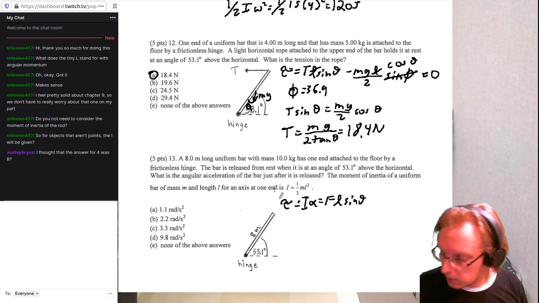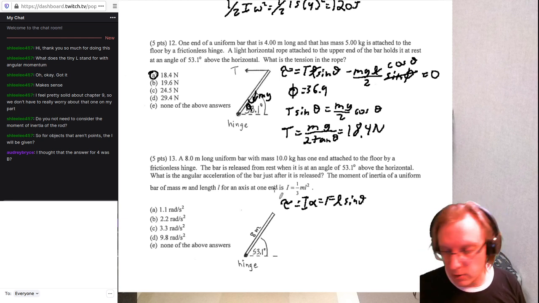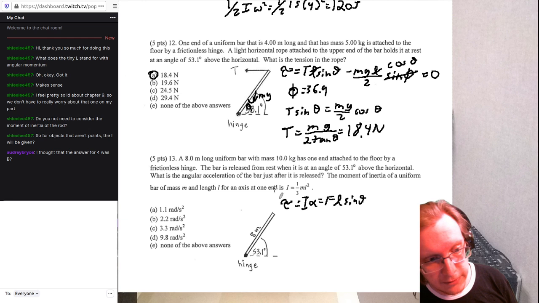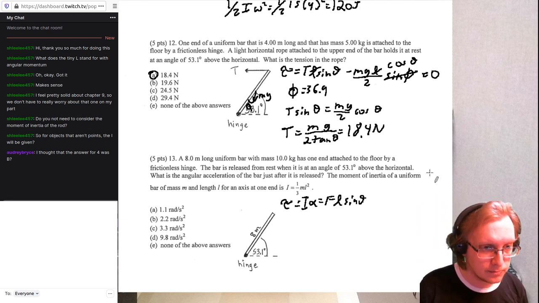Let's see here. I'm gonna make sure that I got this number right this time. All right. 90 minus 53.1 is 36.9, right? Yes, good. We need, what is it for? Angular acceleration, this one right here.